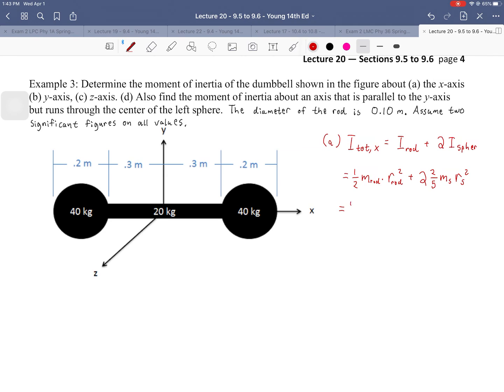And then we'll go ahead and plug in our values here. So we have our 1/2, we'll have our 20 kilograms. Our radius is half of the diameter, so it would be 0.05 meters squared. Then we'll have our 4/5, where I just multiplied both 2's together. And then we have our 40 kilograms, right? These are big spheres. And then our 10 centimeters, half the diameter, squared. So when we put that all together, we get a moment of inertia of 0.345 kilogram meters squared. Of course, we round to 2 sig figs, so it'd be 0.35 kilogram meter squared.